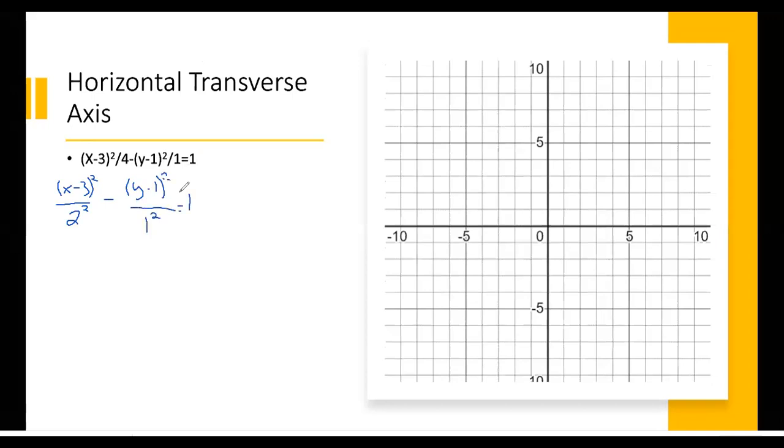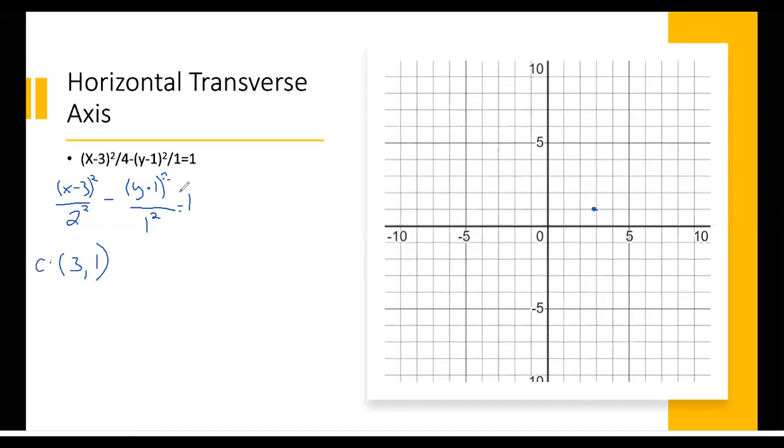So the first thing that we want to do is locate our center. From our standard format, x minus 3, so 3 is our x coordinate, and y minus 1, so 1 is our y coordinate of our center. Whenever I do this, I usually do it graphically. I'm going to plot this point (3, 1) right there. That's our center.